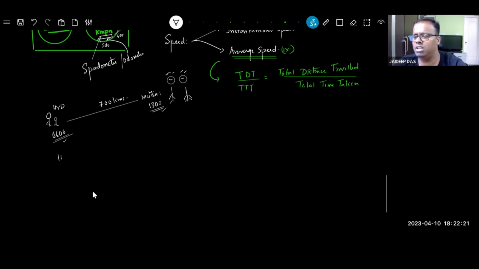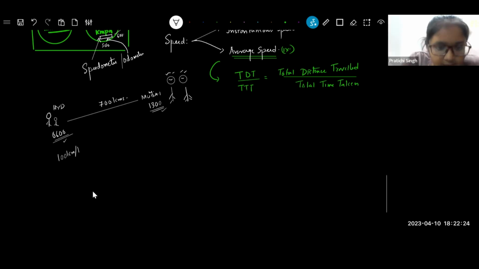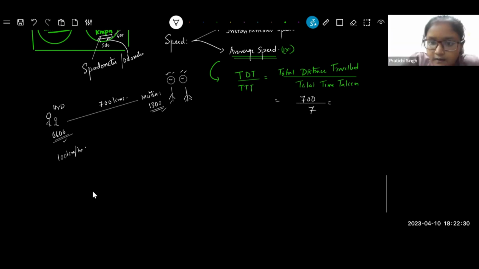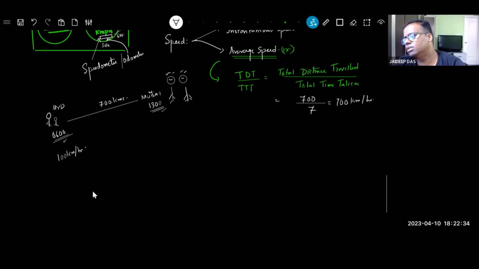Yes. Then you'll say, oh, nothing, I actually maintained an average speed of 100 kilometers per hour, which is very easy. You just look at it. Total distance traveled to Mumbai was 700. Total time taken, 7 hours, which is equal to 100 kilometers per hour. What went wrong? Why are these people angry? 100 kilometers per hour is not at all a speed. Nowadays, people drive at 110, 120. Why are these people angry?